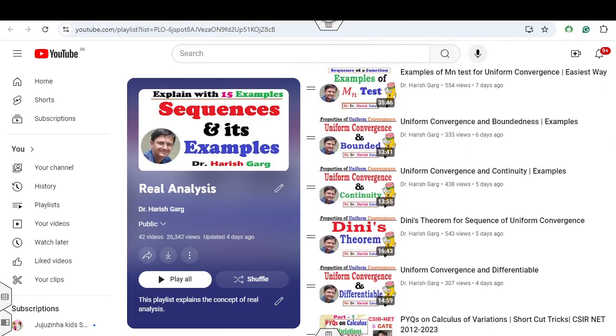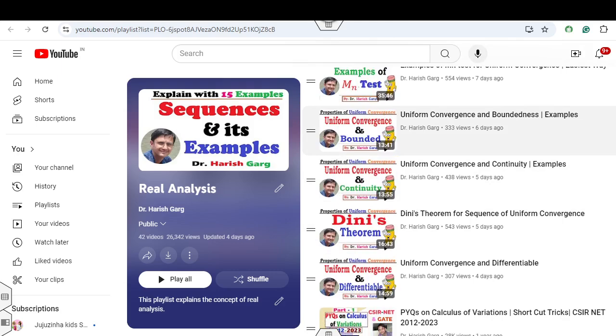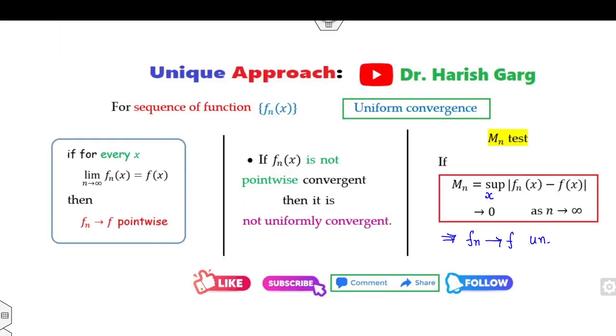Also, if you look for shortcut tricks, look at these properties: boundedness, continuity, and uniform convergence of the differentiable. This lecture will be helpful for you when you look at sequences of functions.